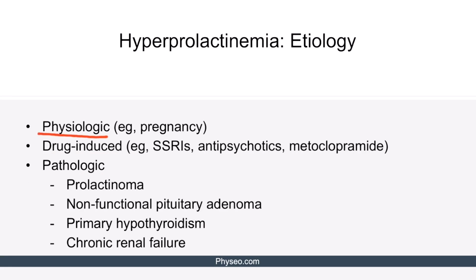Hyperprolactinemia can be due to physiologic, drug-induced, or pathologic causes. Pregnancy is the most important physiologic cause. It should always be excluded first in a woman with hyperprolactinemia. Medications that can cause this include SSRIs, antipsychotics such as risperidone, and metoclopramide. Pathologic causes include prolactinoma, non-functional pituitary adenoma, primary hypothyroidism, and chronic renal failure. In our lecture, we'll concentrate mostly on prolactinoma as a cause of hyperprolactinemia.